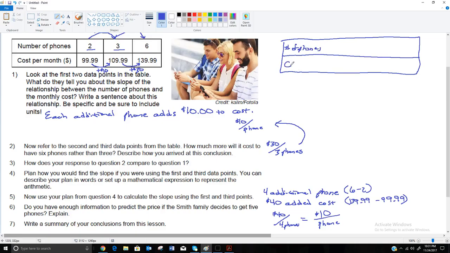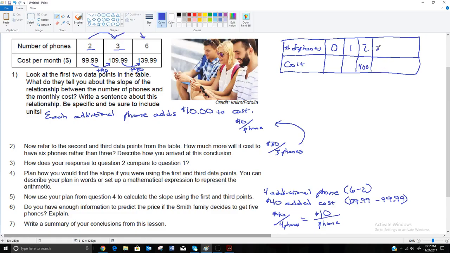And here is our cost. Let's just fill in what we know. I'm going to leave this alone because I don't know that. I don't know how much 0 phones would cost. Don't know how much 1 phone would cost. But I know that 2 phones costs, I'm going to make our life a little simpler. We'll just round these up a penny here. So 2 phones is roughly $100.